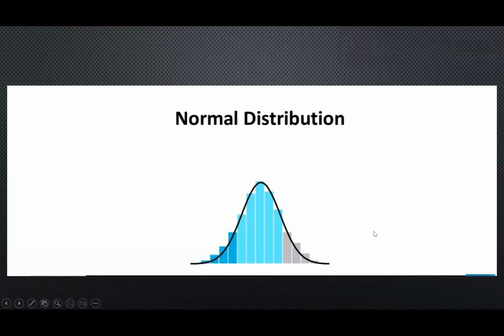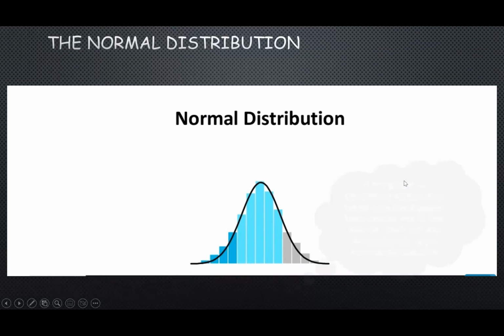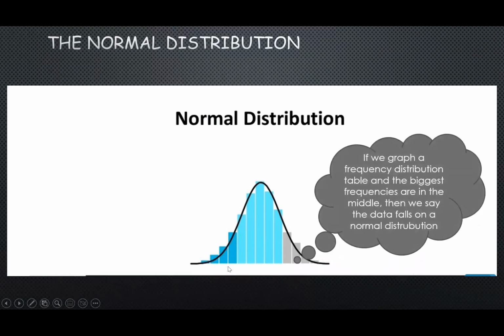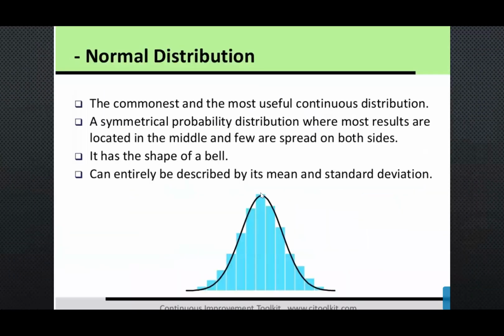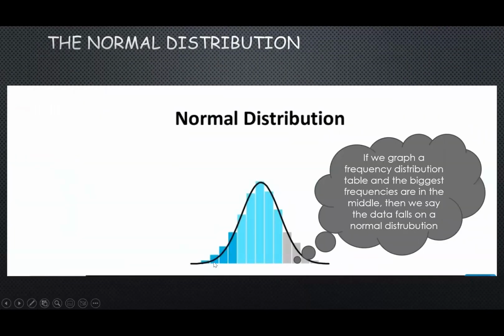Okay, we're going to shift gears now. What if we were to graph our frequency distribution table? If we were to graph it and the graph has the most frequencies in the middle, and the fewest frequencies on the smallest numbers and the biggest numbers, then we say it's normally distributed or it follows the normal distribution.